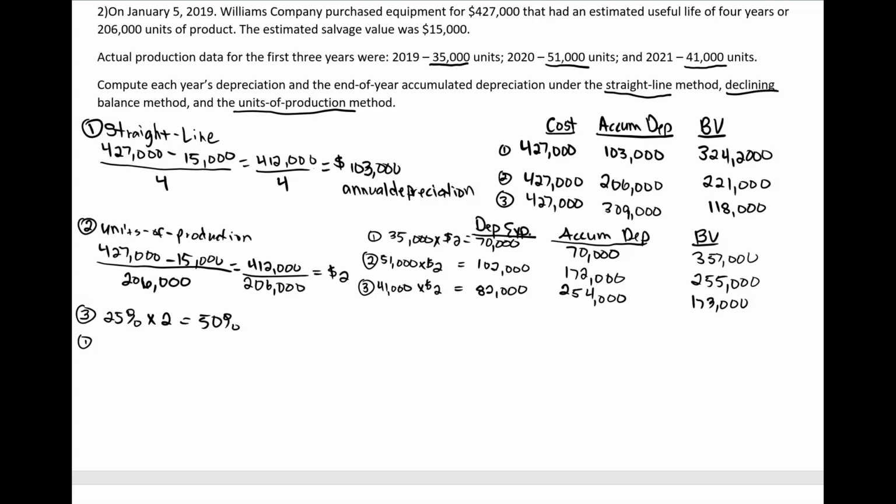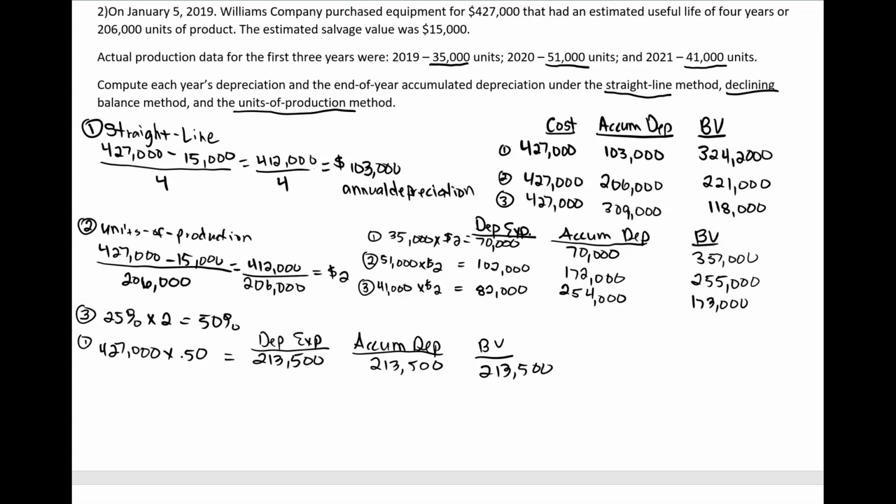Okay, this is done a little differently. We're going to start off with the 427,000 and multiply it by 50%, and we get 213,500. This is the amount of the depreciation expense that we're going to take in year 1. Which means, since this is the first year, that is all that's going to sit in accumulated depreciation, because it's the first time we're using it. And then the book value is the cost, the 427 minus the accumulated depreciation.